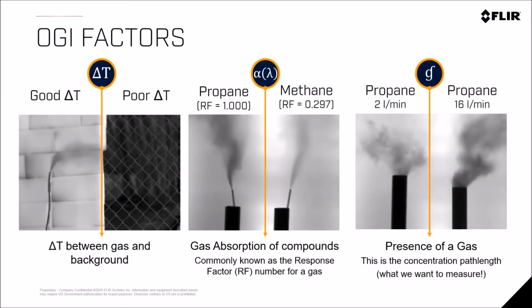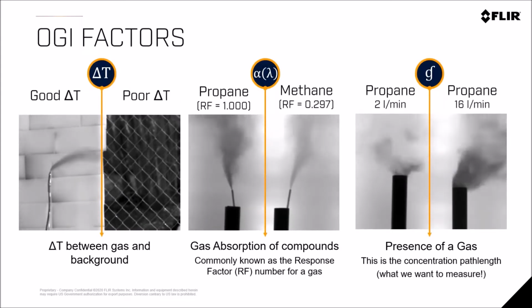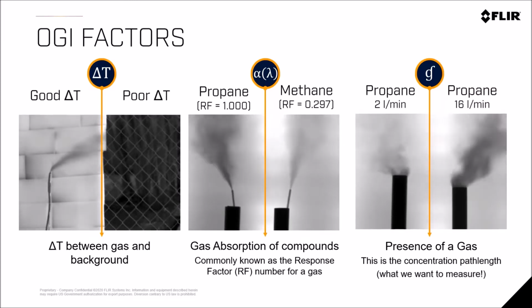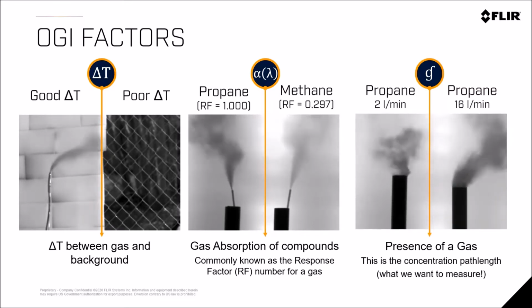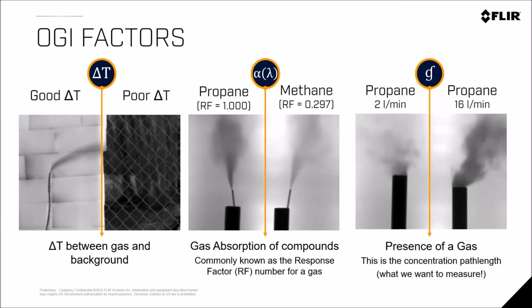There are three factors that are very important. Some people might call these the QOGI triangle, which we'll get into. But the three main factors are going to be the delta T. Understanding that you need to have a delta T to be able to visualize optical gas imaging and be able to visualize a gas, and with QOGI to be able to actually quantify it.